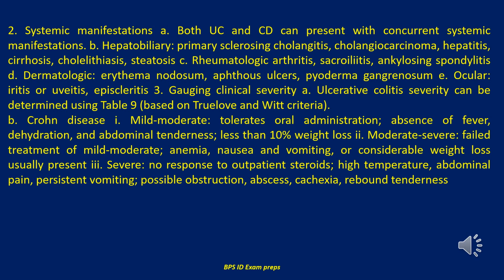2. In moderate to severe cases, failed treatment of mild to moderate disease, anemia, nausea and vomiting, or considerable weight loss usually present. 3. In severe cases there is no response to outpatient steroids, they have high temperature, abdominal pain, persistent vomiting, possible obstruction, abscess, cachexia, and rebound tenderness.